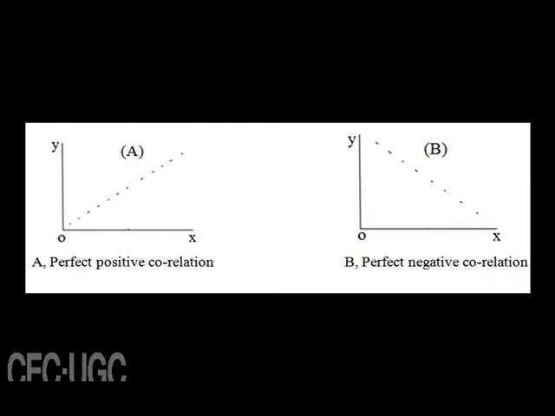If the data points make a straight line going from the origin out to high x and y values, then the variables are said to have a positive correlation. If the line goes from a high value on the y axis down to a high value on the x axis, the variables have a negative correlation. The same thing is coming on the screen. We can easily identify that A is showing positive correlation and in the same way B is showing negative correlation.